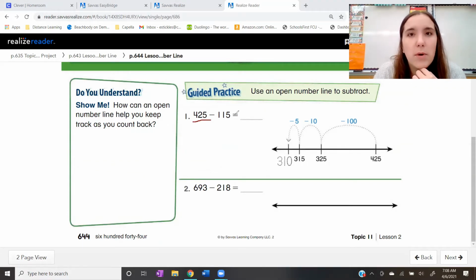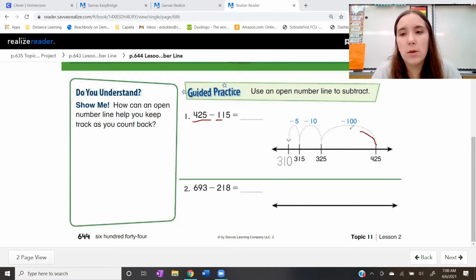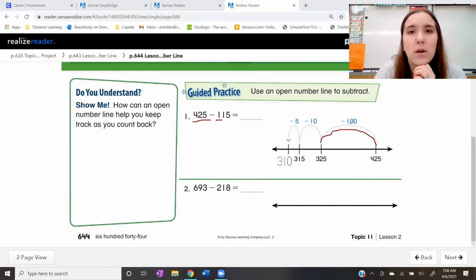I always start with my bigger place value and take that away first. So in my number 115, I need to do the hundreds first. There's only 100 in 115, so I'm just going to make one jump of 100. And remember, we are subtracting, so we need to put minus 100.